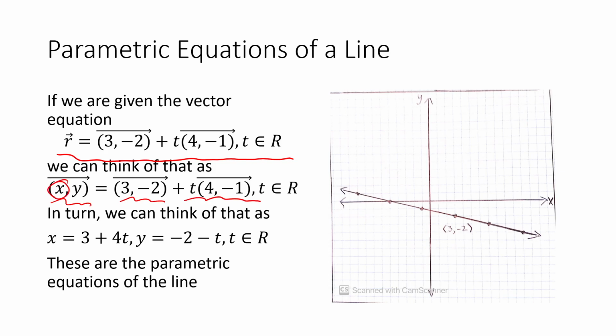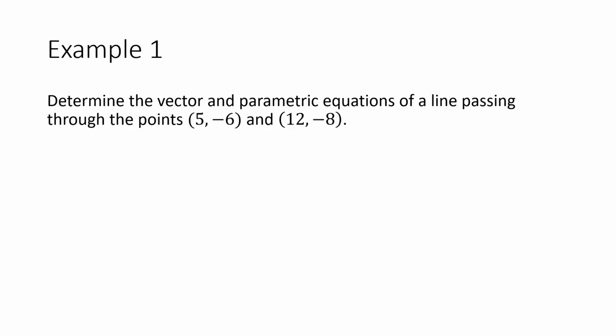So x is equal to 3 plus t times 4, x = 3 + 4t. And then y is equal to -2 plus t times -1, or -2 - t. And again, t is any real number. Those two equations that we just underlined are called parametric equations of the line.